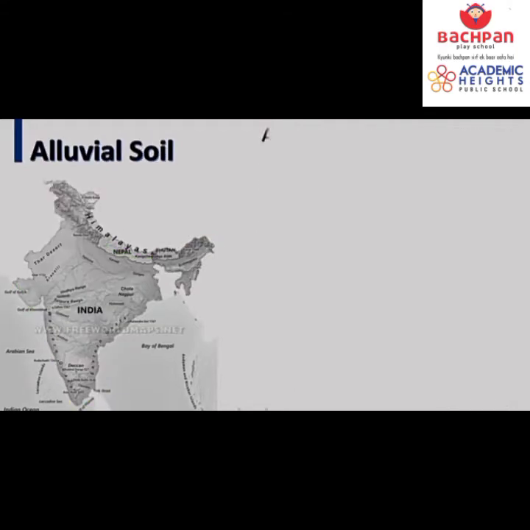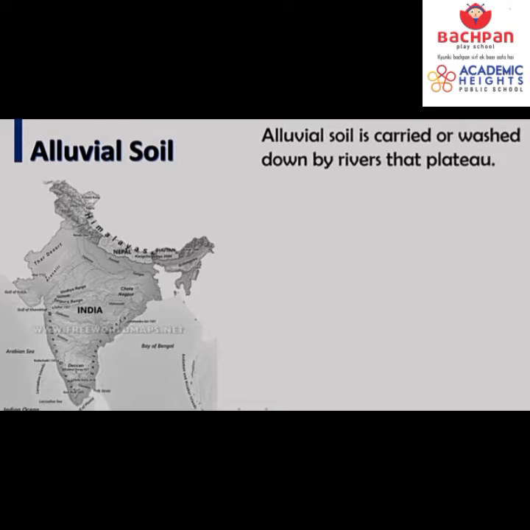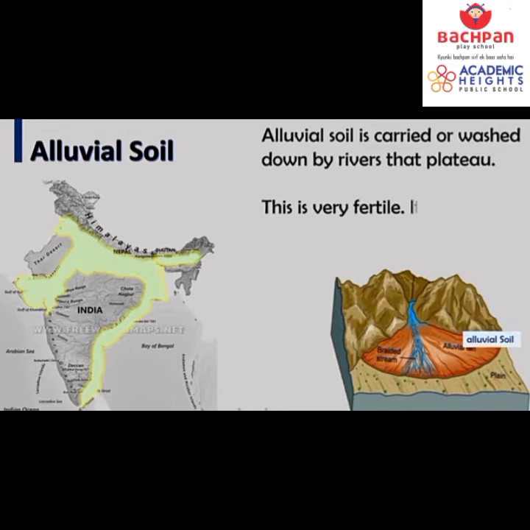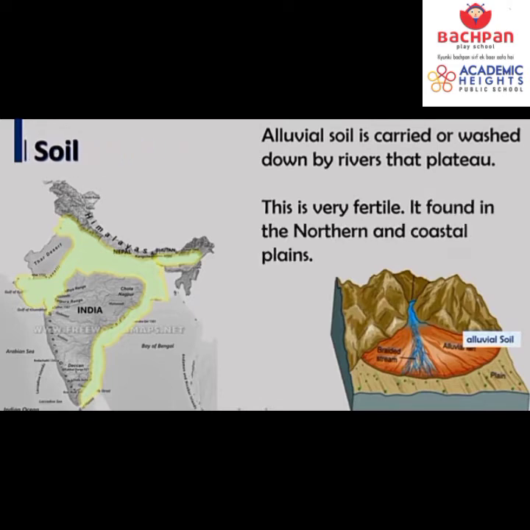Now, dear students, let's talk about the alluvial soil. Alluvial soil is carried or washed down by the rivers. This soil is really very, very fertile. It is found in the northern and the coastal plains. How is it formed? Let's try to see it.